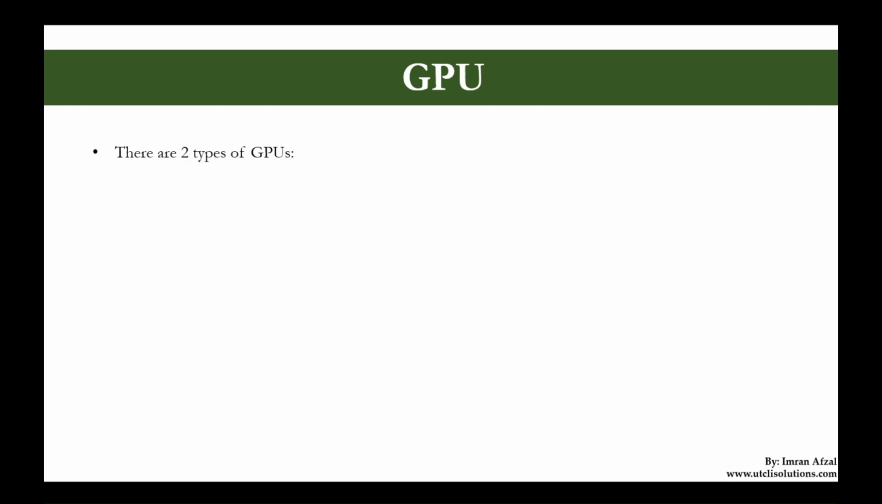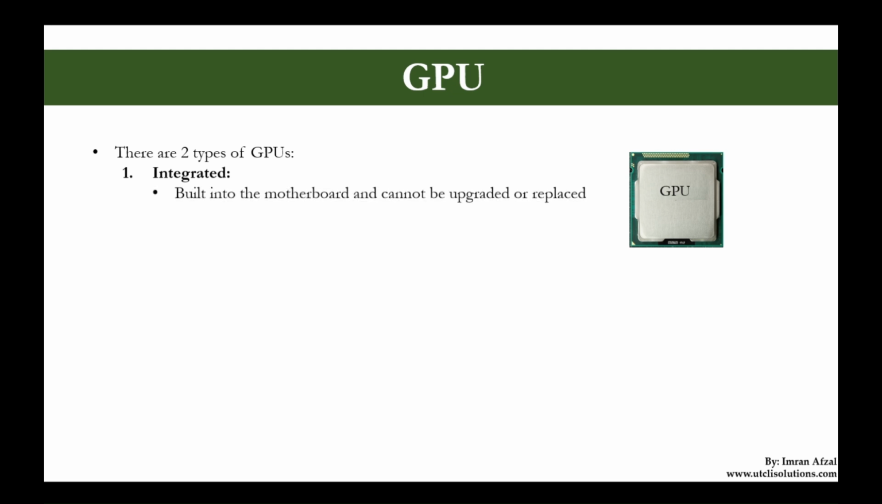There are two types of GPUs. One is integrated GPU, which looks a lot like a regular CPU. Well, if you open up your computer that has a GPU integrated to your motherboard, you might not be able to identify it because it will look a lot like a CPU, and usually it is sitting next to the CPU. It is built into the motherboard and cannot be upgraded or replaced. It does not come on its own separate card and is instead embedded alongside the CPU.